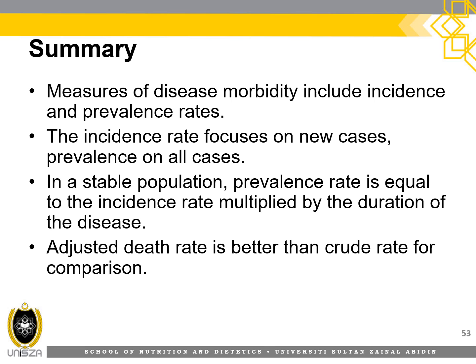As a summary, measures of disease morbidity include incidence and prevalence rate. The incidence rate focuses on new cases and prevalence on all cases. In a stable population, prevalence rate is equal to the incidence rate multiplied by the duration of the disease. And adjusted death rate is better than crude rate for comparison.